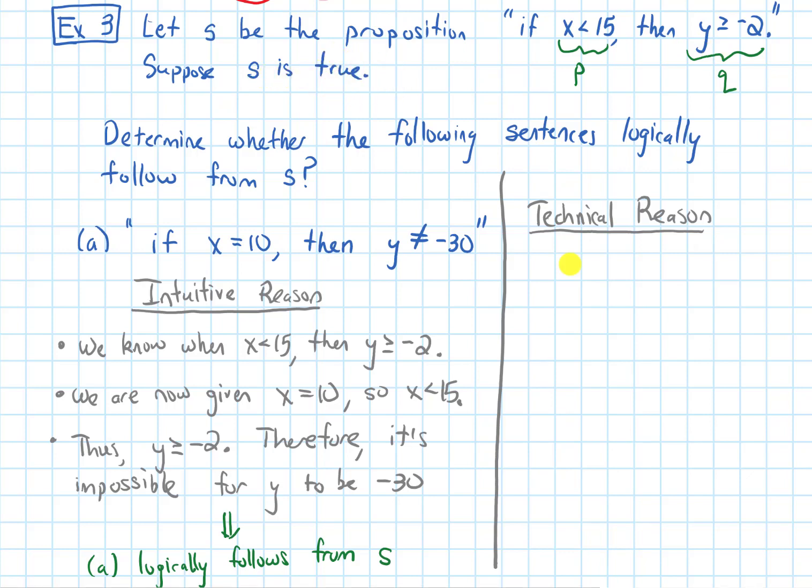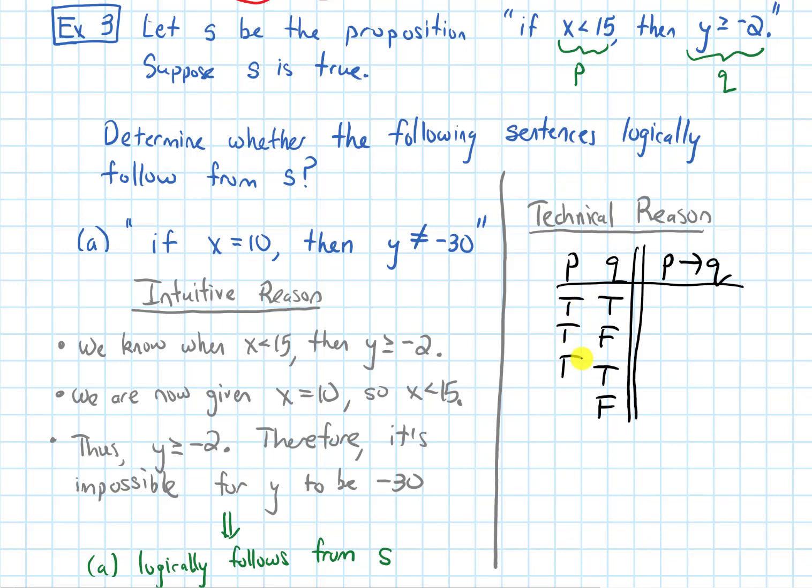And for that, I'll look at the truth table: P, Q, and then P implies Q. So we've seen this one before. Q will alternate true, false, true, false. P, double truths, double falses alternating. And the only way for the implication to be false is if P is true and Q is false. If the first part is true and the second part is false. In all of these other rows, the implication is true.